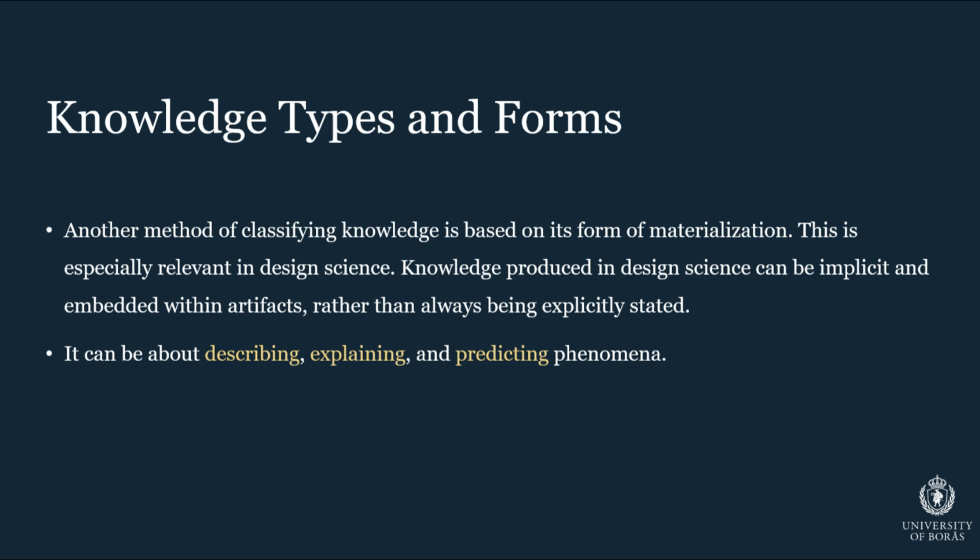Another method of classifying knowledge is based on its form of materialization. This is especially relevant in design science, as the knowledge produced can be implicit, often embedded within artifacts, rather than always being explicitly stated. Knowledge can serve various purposes, such as describing, explaining, and predicting phenomena. Based on these purposes, different types of knowledge can be identified.